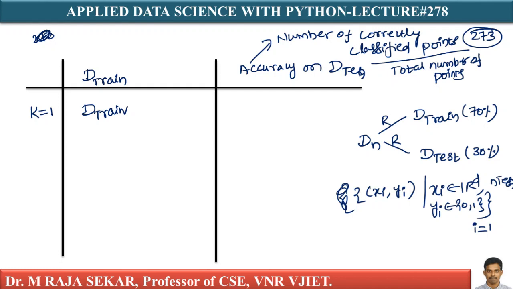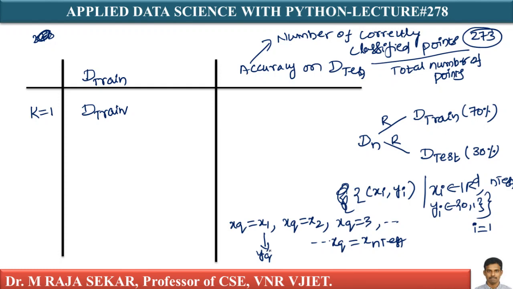So I can give each of these xi's as my query point: xq equal to x1, xq equal to x2, xq equal to x3, and so on, up to xq equal to xn test, because I have n test number of points here. For each of these xq, I will get a yq. This yq I must compare with the true label. For x1 I have y1, and I must compare yq with y1. If yq is y1, that is correctly classified.